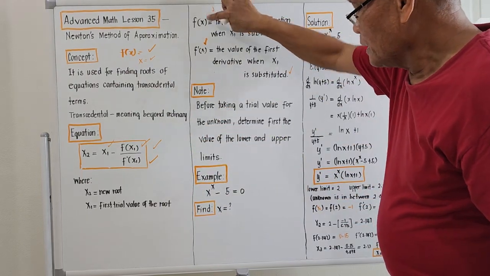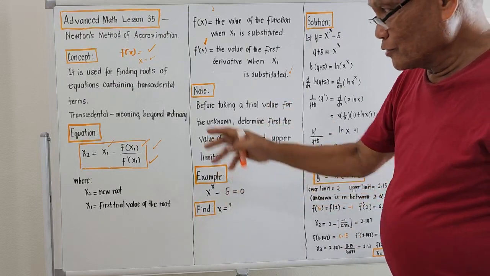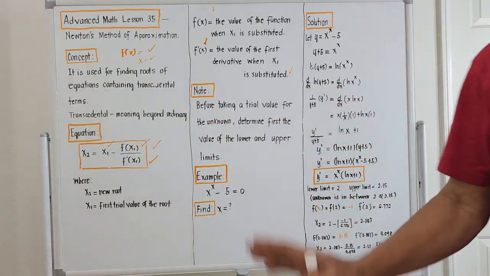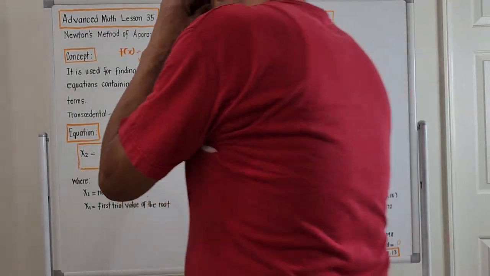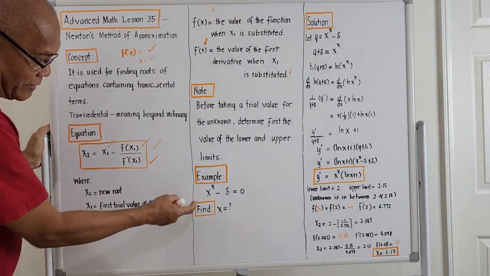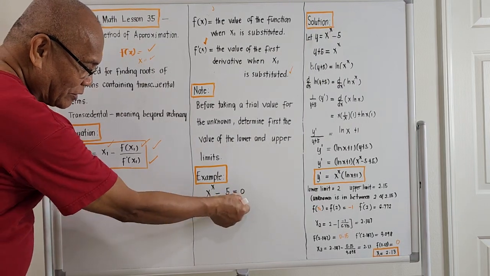Okay. Let's try to bring out an example using Newton's method of approximation. We'll bring out an example so we could visualize it. Okay, I will give you example number 1. The given example is x to the x minus 5 equal to 0.